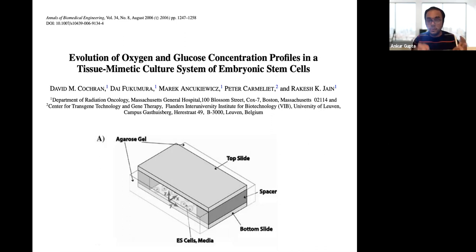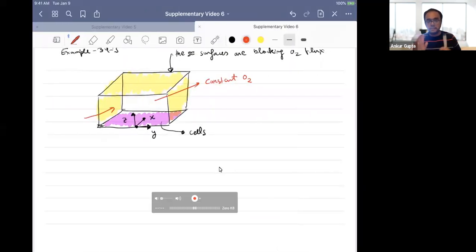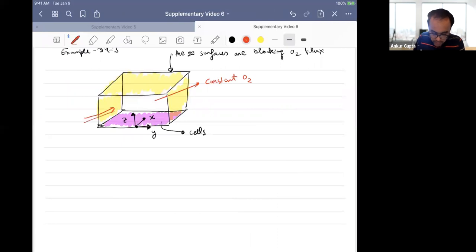And then there is only one surface left, right? So there are 5 surfaces we have discussed till now. Two surfaces, this one and this one, the one which is perpendicular to x, are both at constant oxygen. The ones on the side are constant flux equal to 0. And what happens at the bottom? That's where the assumption comes in, that oxygen is consumed by cells as a 0th order reaction.